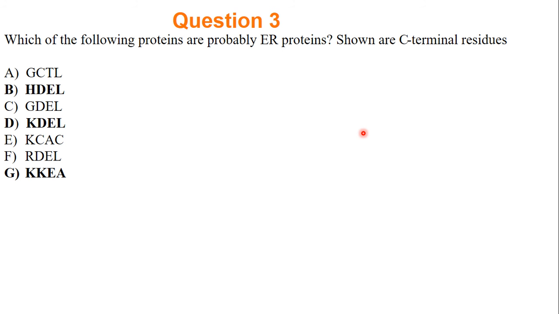And this again builds on the previous information we just covered. Which of these proteins are going to be ER proteins if we're looking at the C terminal tails? So that would be H-del, K-del, and KKEA, because if you just have the two Ks at the C terminal, that's good enough.